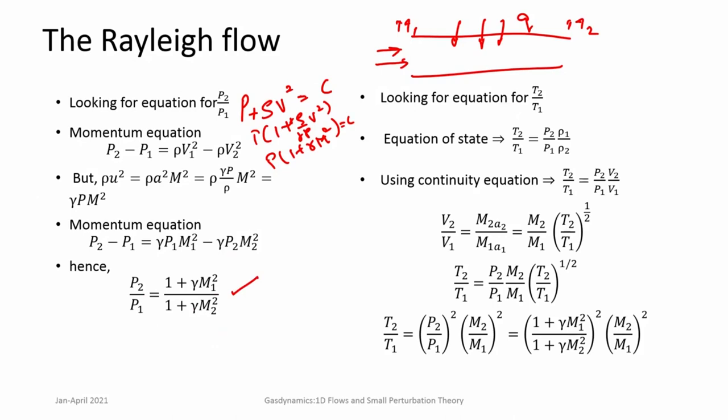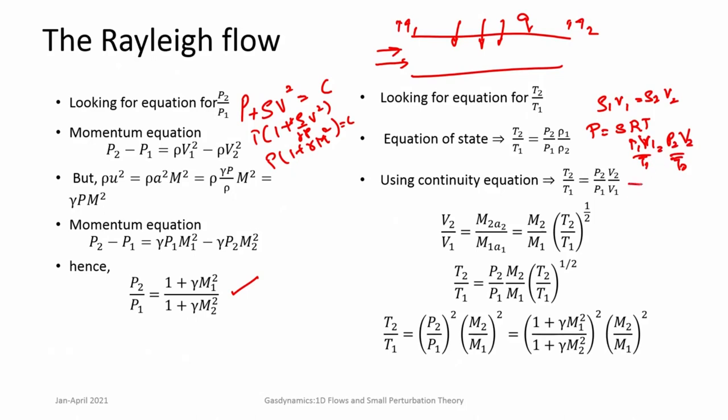Once p2 by p1 is got, we can look at T2 by T1. For T2 by T1, we use the continuity equation and equation of state together. Because rho1 V1 is equal to rho2 V2, and we also use p equals rho R T, and combine them so that the continuity equation can be expressed in terms of pressure and temperature. Rho is p by T, so p1 V1 by T1 is equal to p2 V2 by T2, where V is the velocity.